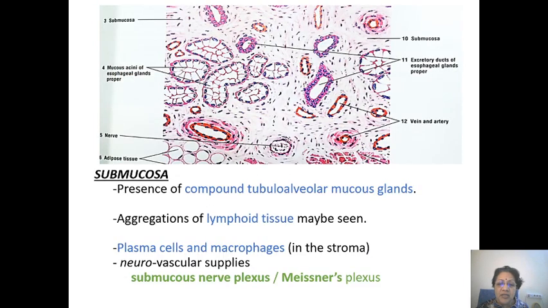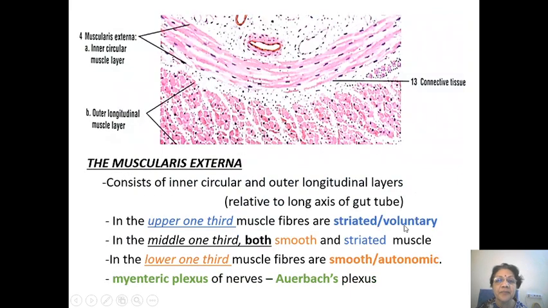The submucosa has compound tubulo-alveolar mucus glands, that's how you must describe them. Already told you, aggregations of lymphoid tissue, not there in this picture. Plasma cells and macrophages, these are the other WBCs which you will see in the stroma, and all the neurovascular supply. So a good number of cut sections of blood vessels and of ducts. This is called the submucous nerve plexus of Meissner.